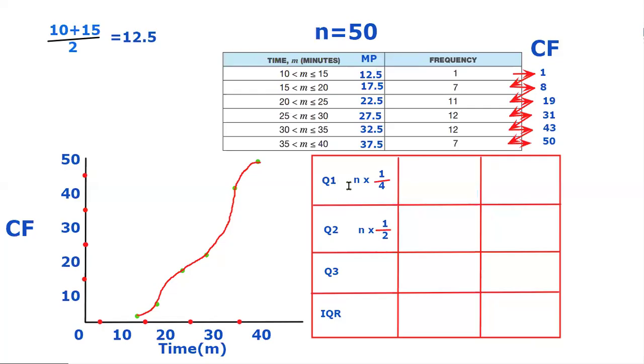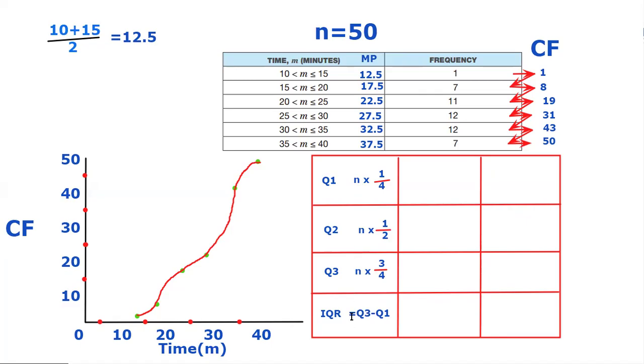Now, for the Q1, it's n times 1 over 4, Q2 is n times 1 over 2, and the Q3 is going to be n times 3 over 4, or 3 quarters, like this. As we said, you have to follow the steps to find the answers of these questions. And the IQR means you're going to take the Q3 and subtract Q1 from it, okay? This will give you the IQR. So focus on the steps and you'll get the idea.